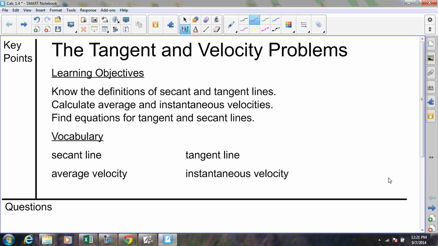In this video, we will discuss the tangent and velocity problems. We have three learning objectives. First, know the definition for what a secant and tangent line is. Second, be able to calculate average and instantaneous velocities, or at least an approximation for an instantaneous velocity. And the third is to find the equations for tangent and secant lines. Vocabulary, of course, you can see at the bottom. We'll get started.